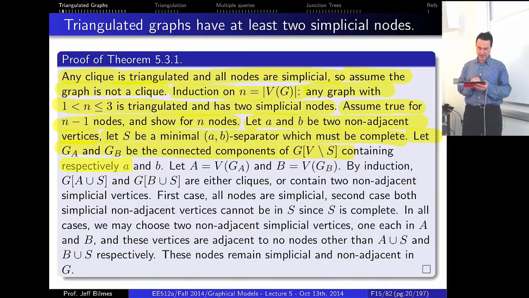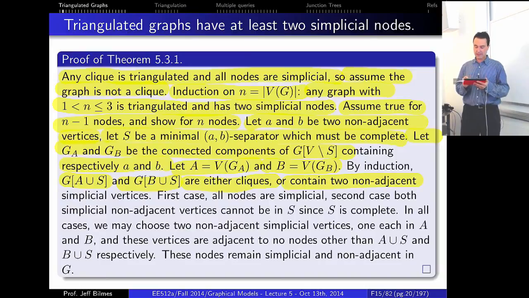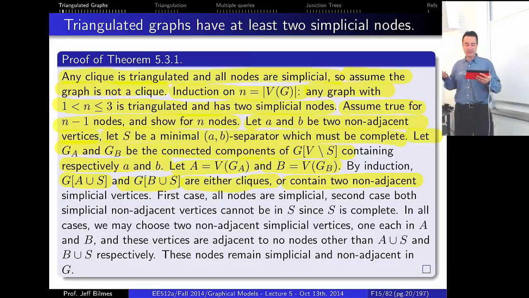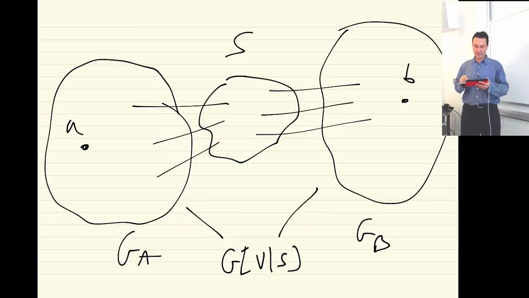So that's G_A and G_B. And let's say that A is the vertex set of G_A, and B is the vertex set of G_B. And so from the induction hypothesis, by induction, we have that these subgraphs are either cliques or have two simplicial nodes. So basically, the idea is the following. Let me just go to the picture to explain it.